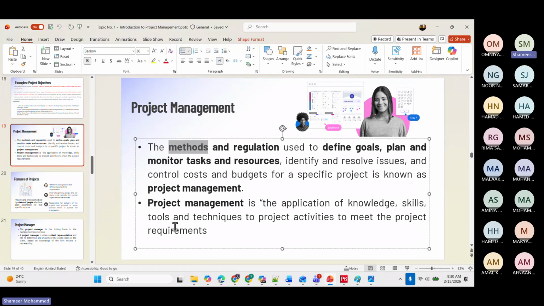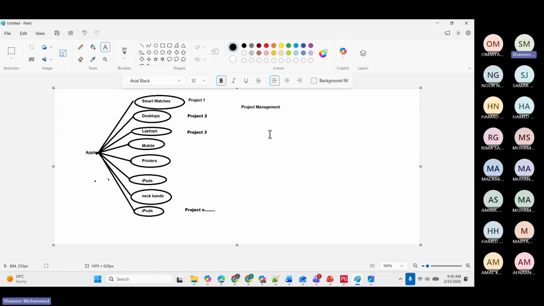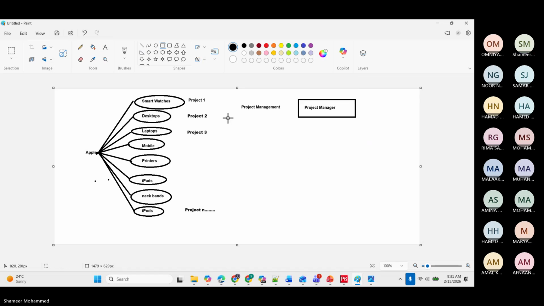You need some method. You need goals, plan. You need to check. Who will do all this? The project manager will do. Project manager will manage. Okay, so the project manager will do the management of the projects. 1, 2, 3, 4, all these projects, who will manage? This person only will manage.